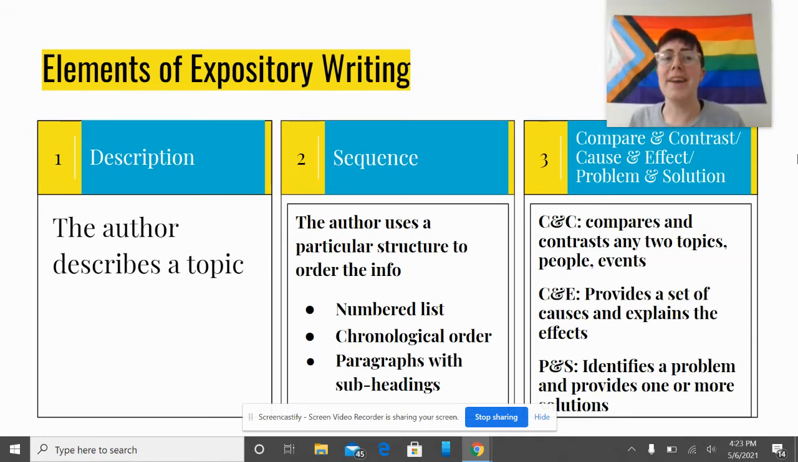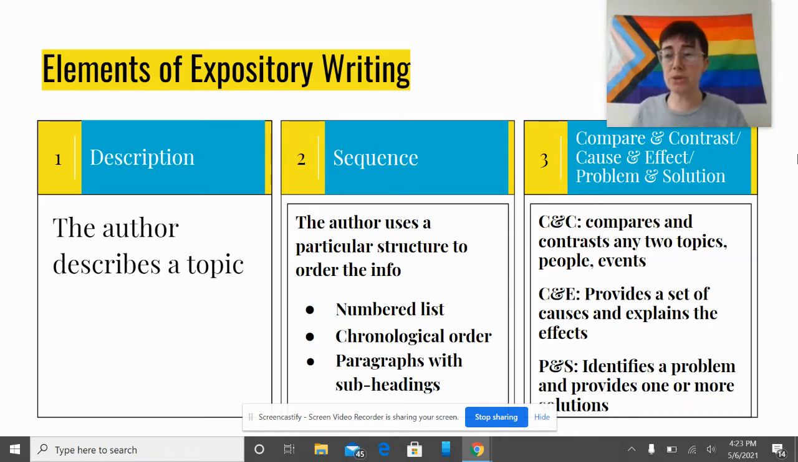Number two, expository writing should have a sequence, or rather a particular structure for the author to order their information and to present it. This could be a numbered list. This could be information given in a very chronological order with transition words. Or it could simply be paragraphs that are broken up by different subheadings for different parts.